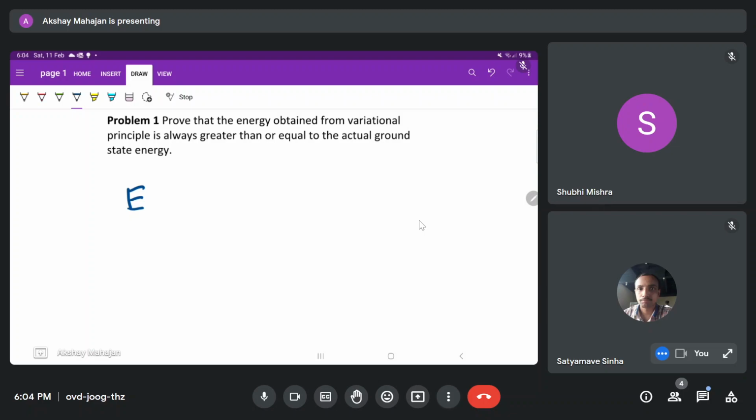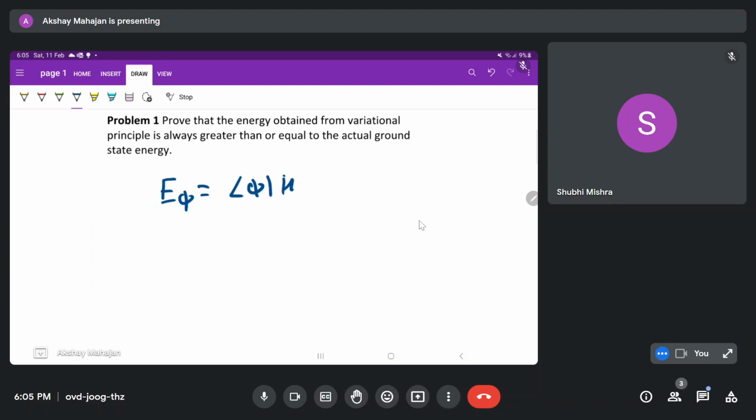So for the variational principle, as you know, instead of having an exact solution, we will take some phi, which will be an estimate of our exact solution. Let's say phi is our trial wave function. So we know that we will write the energy in this form: phi, h cap naught times phi, divided by phi phi.